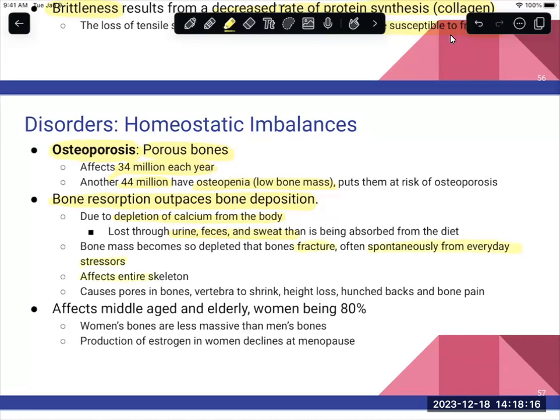It's an everyday stressor on the back that can cause the vertebrae to just collapse on each other. Osteoporosis will affect the entire skeleton. It doesn't affect just certain joints, like certain diseases will, or certain bones. Osteoporosis affects everything. So we get these pores in the bones. That's why it's known as porous bone. The vertebrae shrink. You're going to lose height and become hunched back, especially as vertebrae collapse. And it causes bone pain.